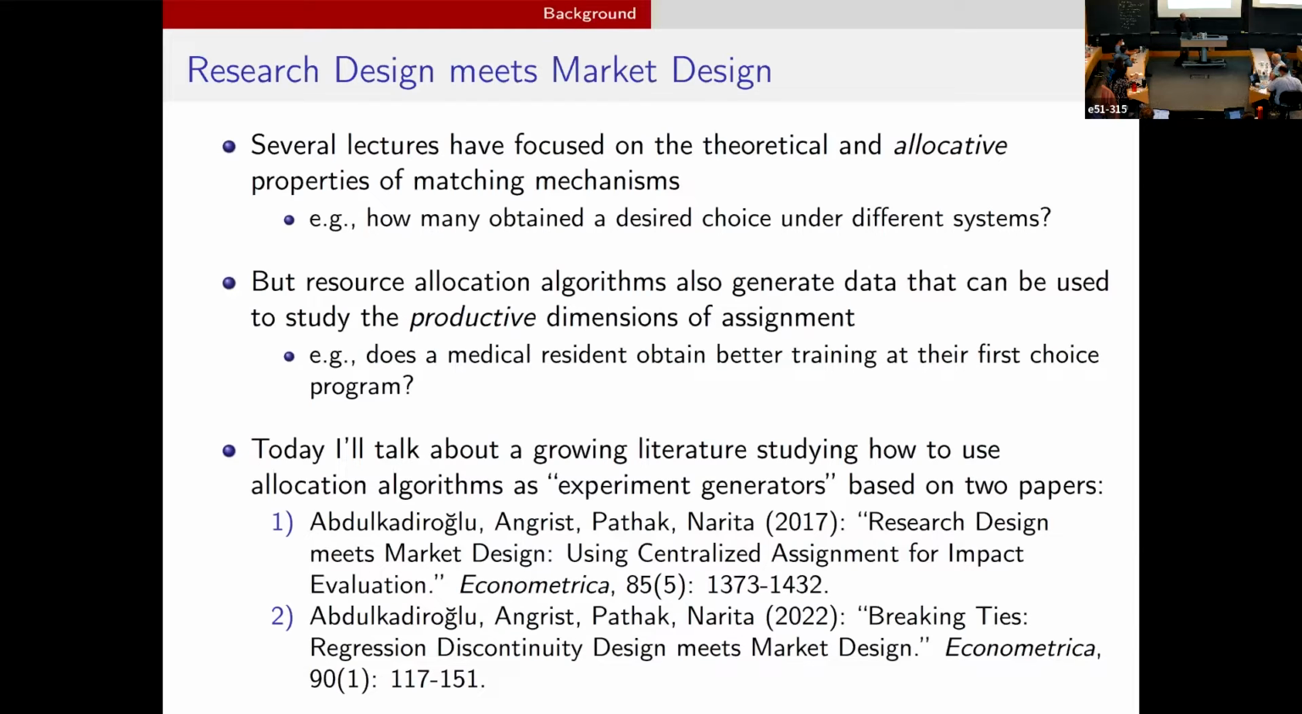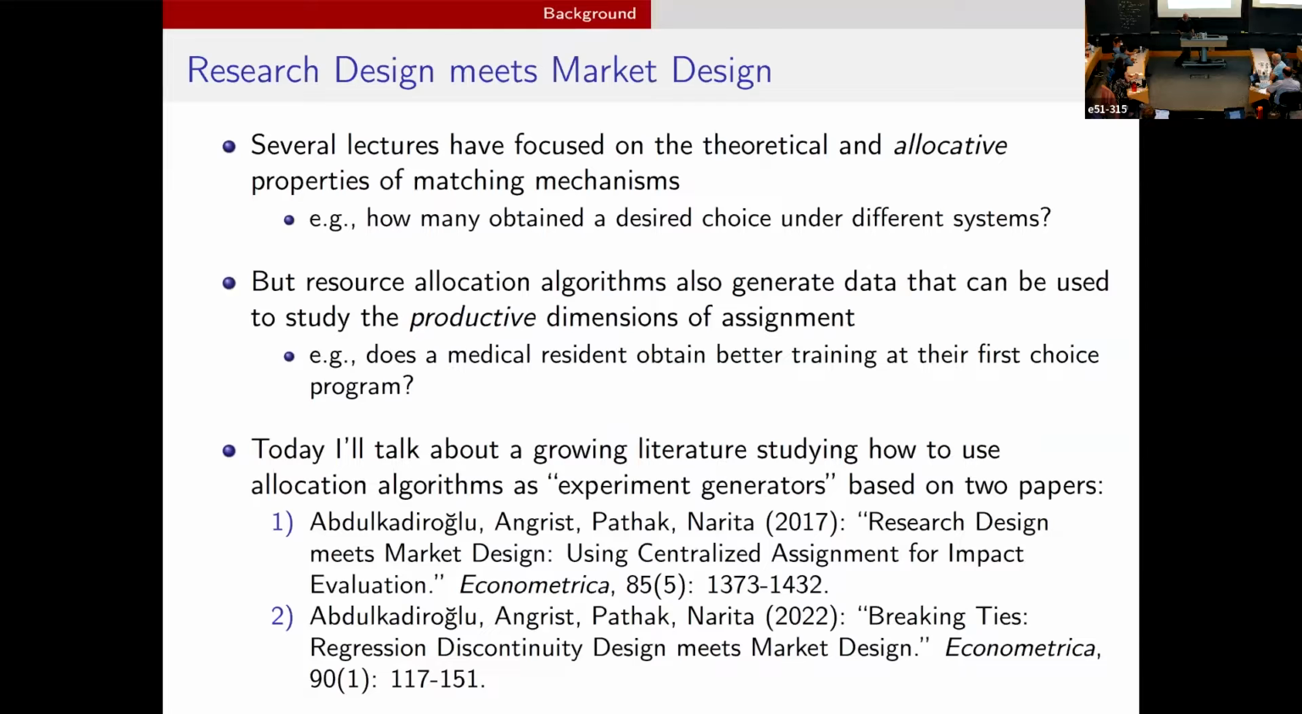The papers I'm going to talk about today are together with Atila Abdulkadiroglu, Josh Angrist, and Yusuke Narita. And they fall into our thinking about this problem in a situation where we have some kind of lottery-based assignment, so there's some tie breaking that's based on a random number, and situations where we don't have lottery-based tie breaking. It's what we call non-lottery tie breaking.